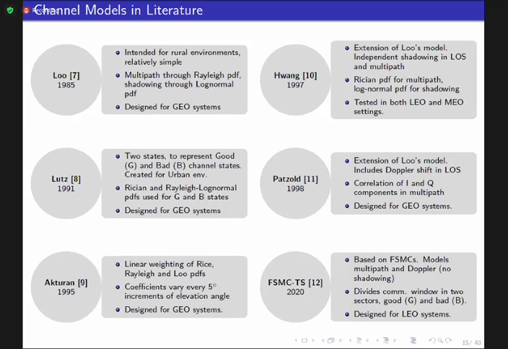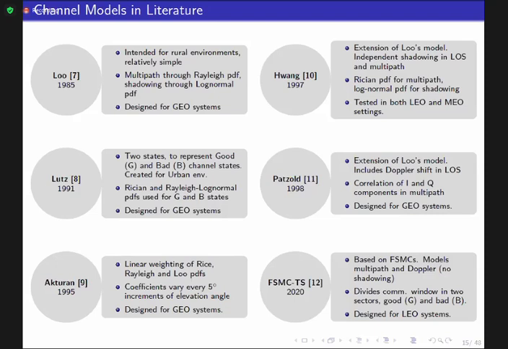Pätzold's model, again, is part of the family of Loo-related models. It has a big difference in that it includes the Doppler shift explicitly in the line of sight component. And additionally, it also allows the in-phase and quadrature components of the multipath portion of the signal to be correlated. And this is more in line with real-world empirical data.